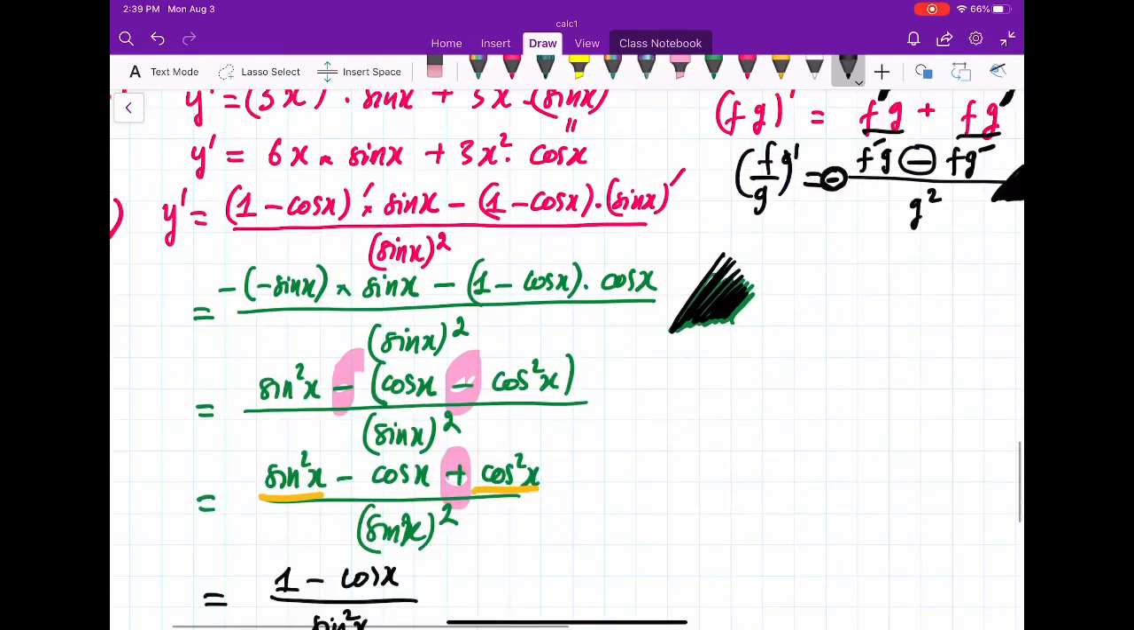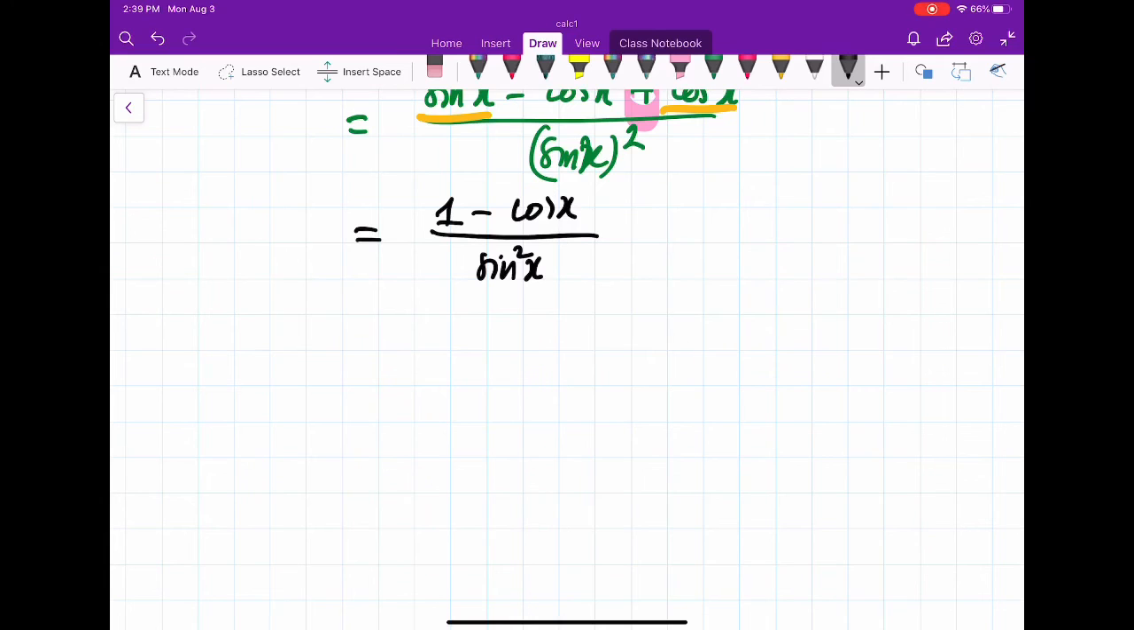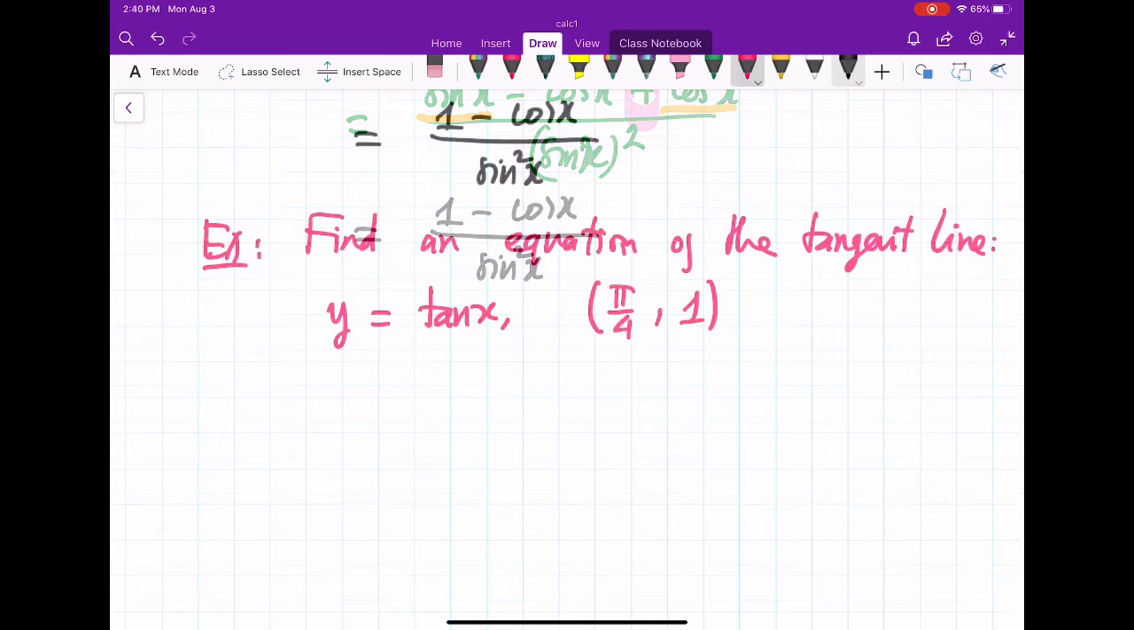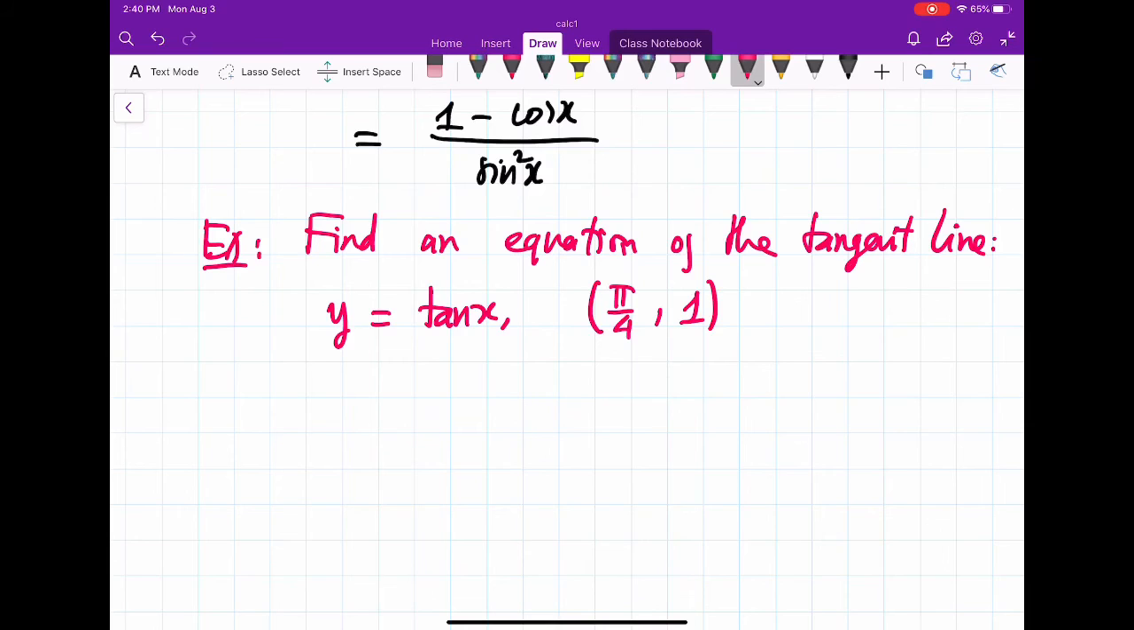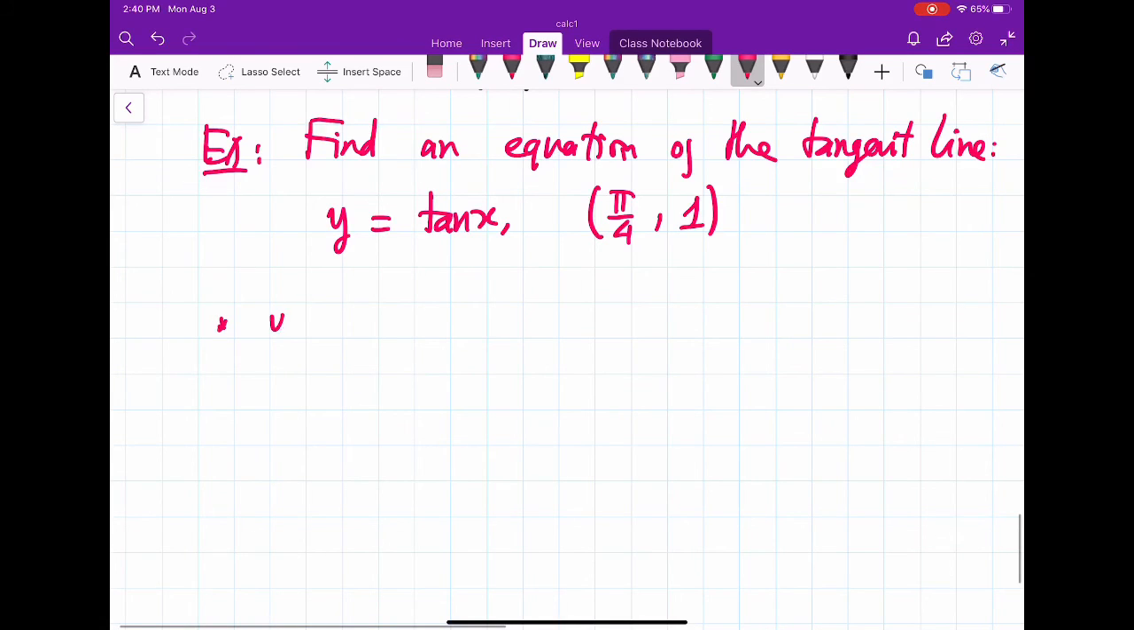Before we finish this video, I would like to solve one tangent line problem with trig functions, and then I think we can finish. Let's find an equation of the tangent line to the graph of the function y equal to tangent of x at the point pi over 4, 1. Means x equal to pi over 4 and y is 1. Okay, so again we need to find the derivative, right? y prime equal to tangent x derivative, and we have two formulas, whatever you want to use. So I use just 1 over cosine square of x.